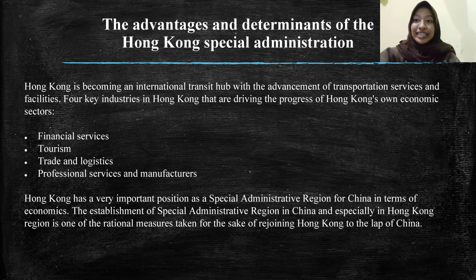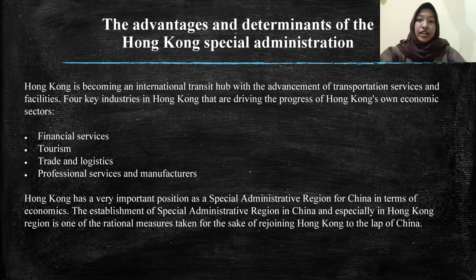There are 4 key industries in Hong Kong that are driving the progress of Hong Kong's own economic sector. 1 is financial service, 2 is tourism, 3 is trade and logistics, and 4 is professional service and manufacture. With this, it is certain to provide a boost to the growth of other sectors and create jobs.